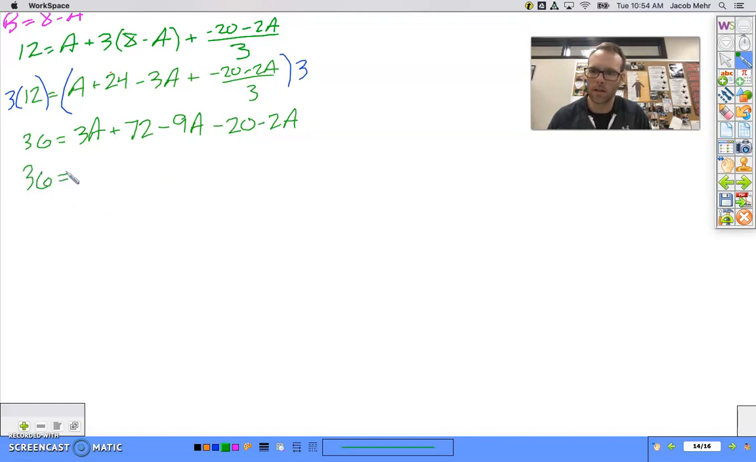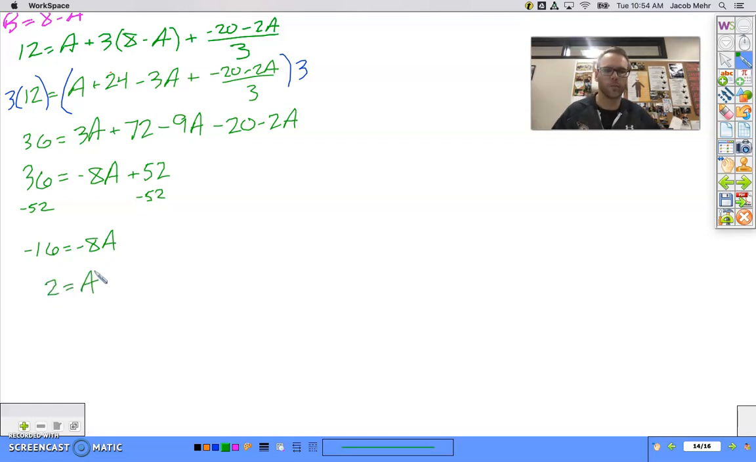So I have 36 equals, how many a's do I have here? 3 minus 9 minus 2, that's negative 6 minus 2, that's negative 8a. And then we have a plus 52 from the 72 and the 20. So let's subtract 52 on both sides. Let's make sure I don't goof this up. I think that's 16. It is, that's a negative 16 equals negative 8a, and we have a is 2.